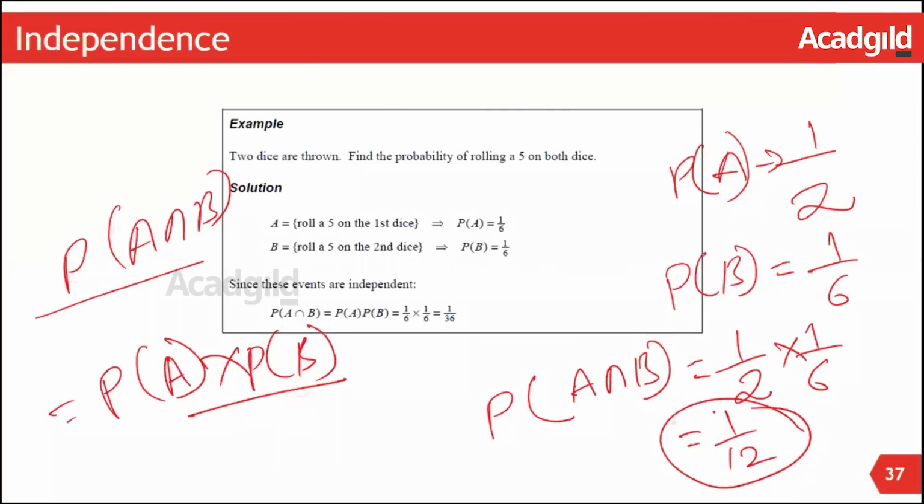Had they not been independent, then we would have done it differently. Which way? Probability of A union B would be probability of A plus probability of B minus probability of A intersection B, and so on and so forth.